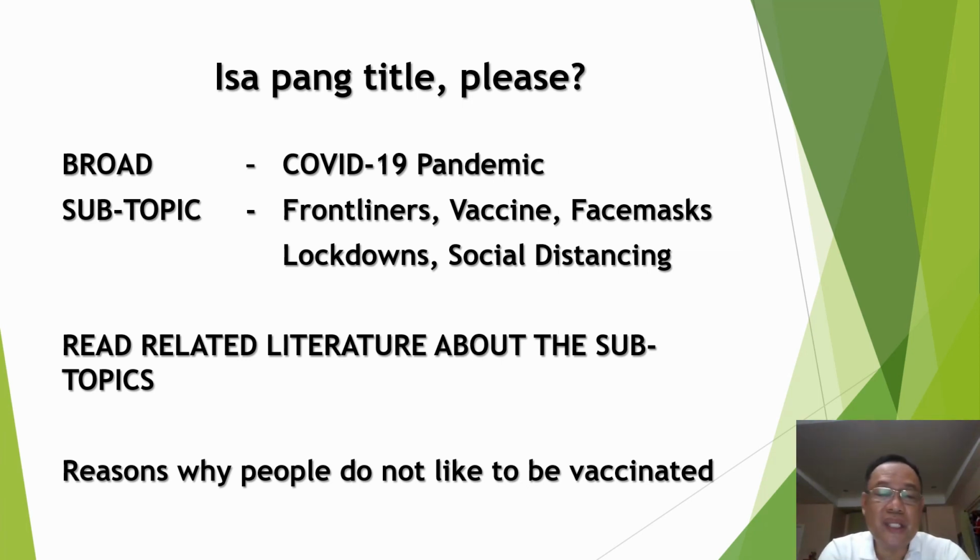After that, you have to read related literatures about the subtopics, about nurses, about vaccines, about face masks, about lockdowns, and about social distancing. In this manner, you will be provided with complete information and background, and you will learn a lot once you read. Now, after reading these literatures, you were able to read a particular literature that is asking about the reasons why people do not like to be vaccinated.